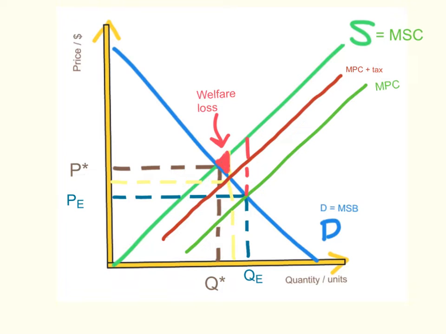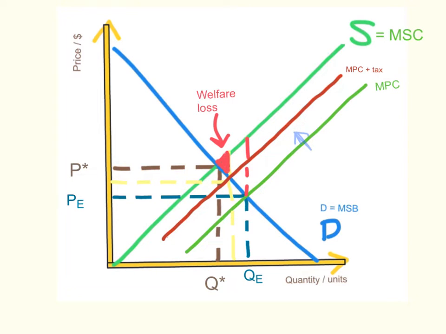So what they do is they actually shift the MPC curve upwards by the amount of the tax. It moves from MPC to MPC plus tax. As you can see here, the optimal allocation is P star and Q star, which occurs where marginal social cost intersects with marginal social benefit.